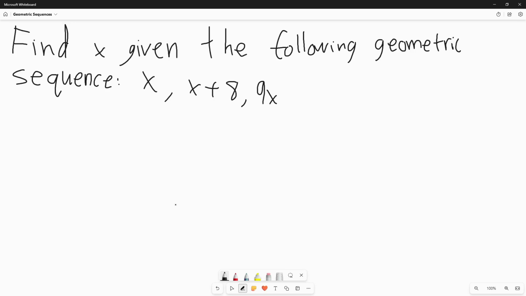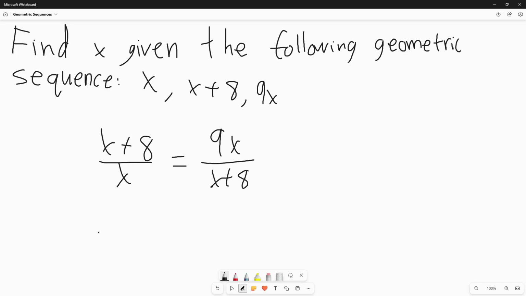What this question is asking for is to find x, given that these terms are consecutive terms of a geometric sequence. This means that each term is the last term multiplied by some ratio. So (x plus 8) over x is the ratio, because if you multiply x by the ratio, you get x plus 8. Also, 9x over (x plus 8) is also the ratio, because if you multiply x plus 8 by the ratio, you get 9x. And since these are both equivalent to the ratio, we can set them equal to each other.